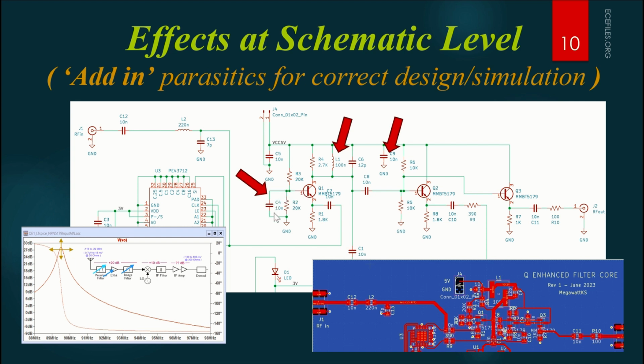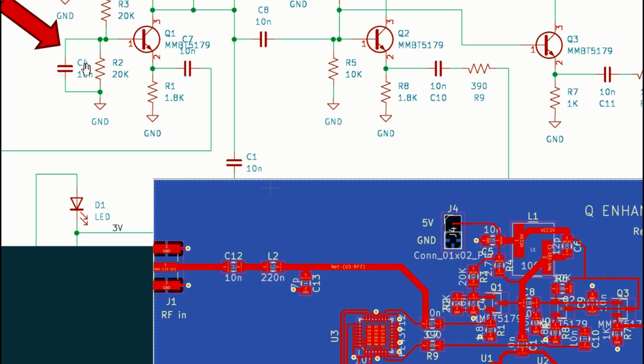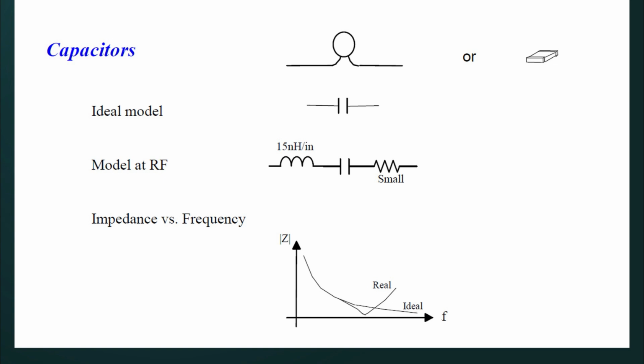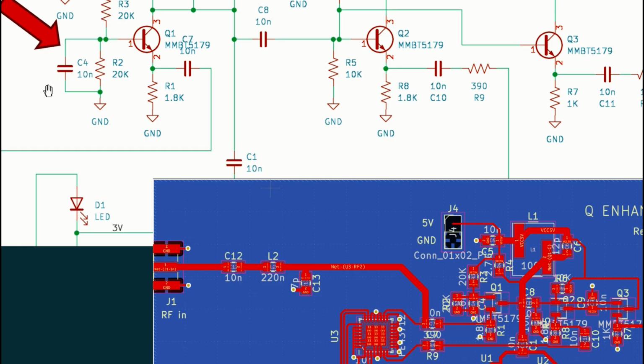So C4 here is a bypass capacitor on the base, but it's only a bypass capacitor if we lay it out right. If we don't, then series inductance in this trace is going to make it possibly an inductor rather than a capacitor. You have to work out what the reactances are. The key is to make sure your bypass capacitors are right next to your components that need to be bypassed, so you minimize the inductive parasitics.